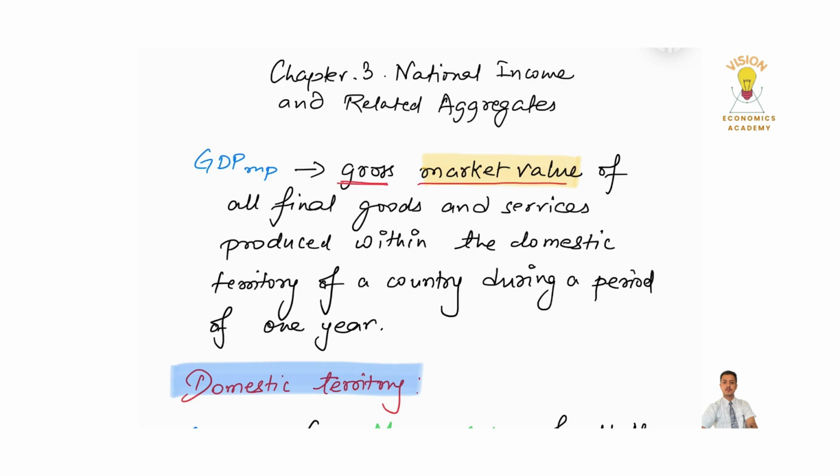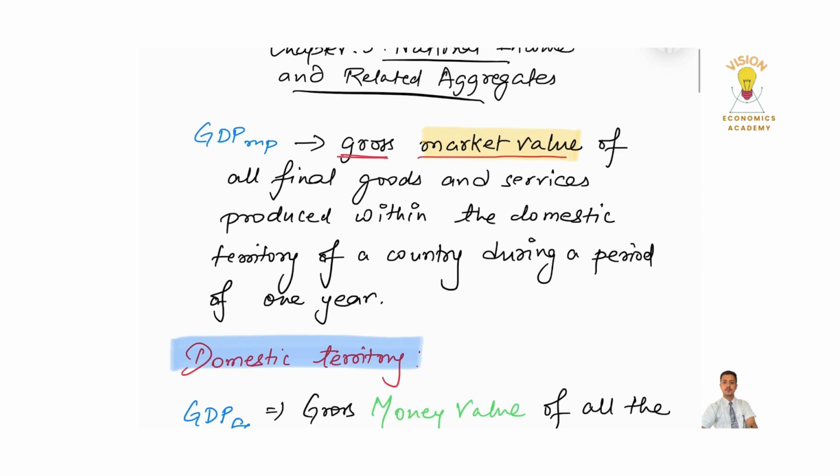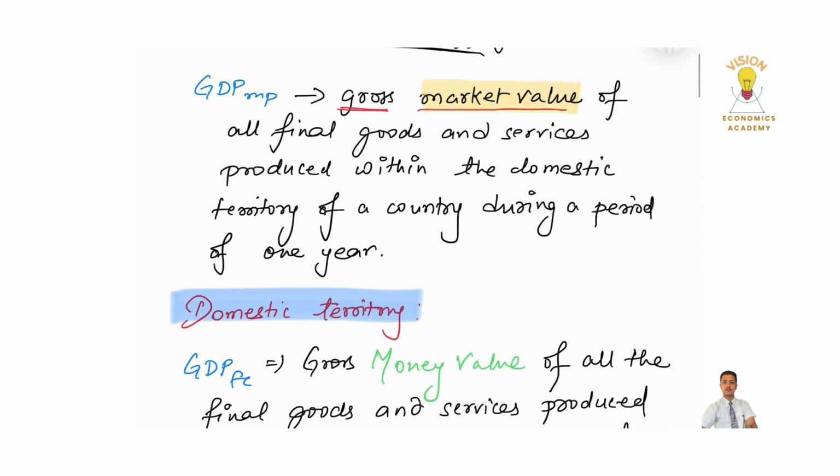So, as we have already covered the first two chapters, we are continuing with the third chapter, and the third chapter is National Income and Related Aggregates. Here we will look at different concepts that are again going to be useful in further chapters, right? So without further ado, I'll start with GDP MP.